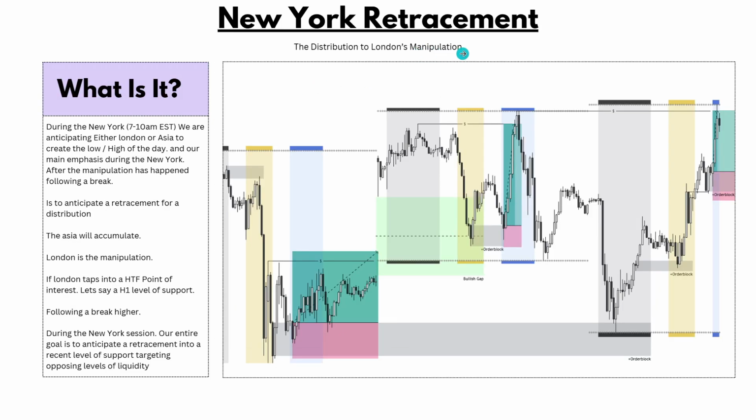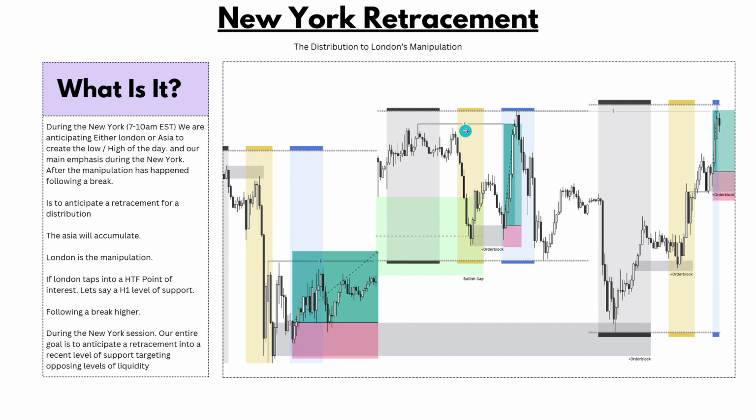During the New York session, this is where we get our New York retracement, which the New York session is between 7 to 10 a.m. Eastern Standard Time, where we're anticipating London or Asia session to create the high or the low of day. Our main emphasis during the New York session, after the manipulation happened following a break, is to anticipate a retracement for a distribution. So we can see here during the London session, we had this push higher, and then after establishing this low here during the London session, we had this break to the upside. So during the New York session, we're anticipating this retracement back into this order block level, reaching back above higher prices into these previous highs.